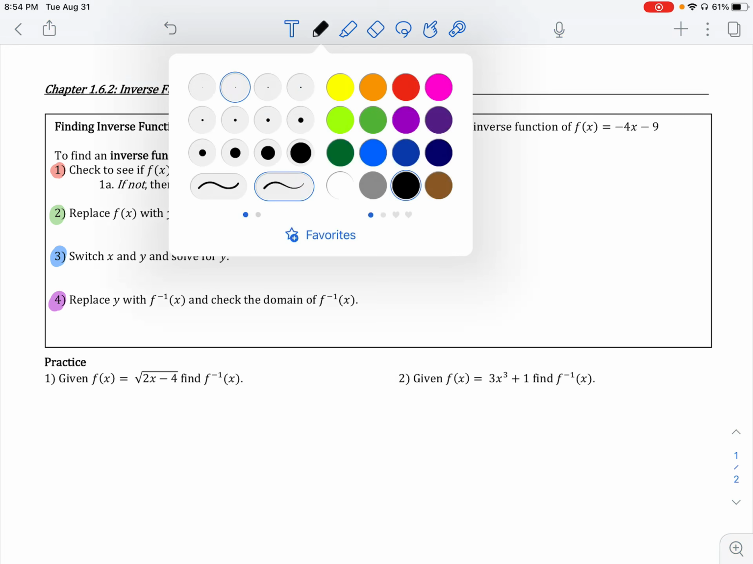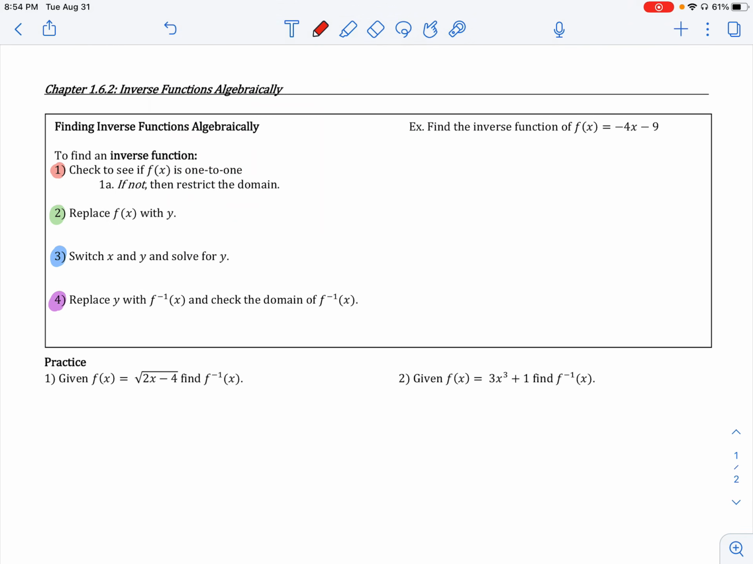Let's start with this function that we have on the right side. Let's find the inverse function there. So the first thing we want to check is, is the function indeed one-to-one? Well, let's look at the type of function that we have here. This is a linear function. It's got a y-intercept of -9 and a slope of -4. So this is a linear function, which ensures that all outputs correspond with exactly one input.